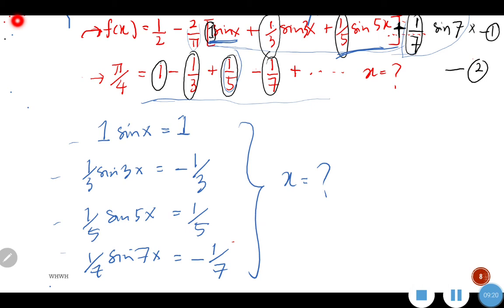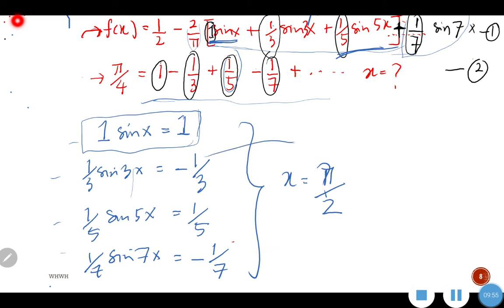X equals to apa? Okay, sin x equals to 1. So, the x value should be the same x value. Okay, so what x value that will satisfy all these equations? So, of course, the easiest one, we use the first term ni. Okay, so sin x equals to 1, definitely will give us x equals to pi over 2. Sin 90 darjah sama dengan 1, right? Okay, so sekarang ni yang ni sin 3x sama dengan negatif 1.